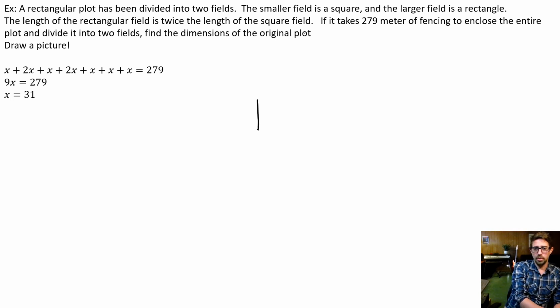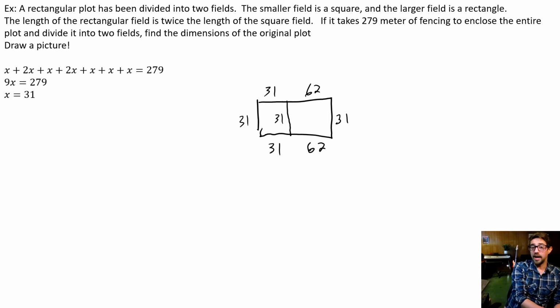You don't have to, but you can redraw the picture if you want, now that we actually know what things are, just to verify that it makes sense. So there's my picture again. That's a better rectangle. We know x is 31, so that's 31, and that's 31, and that's 31, and that's 31. And then the top and the bottom length are 2 times that, so 62, right? See how I did that? Just did 31 times 2.